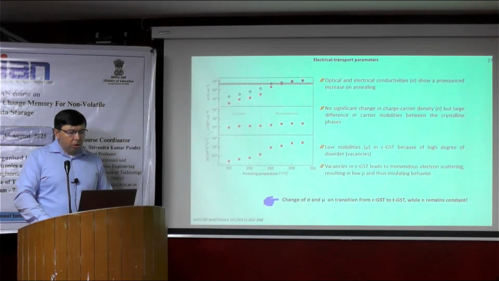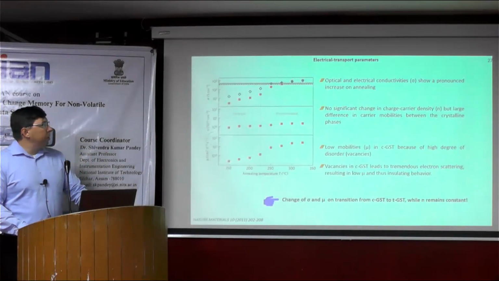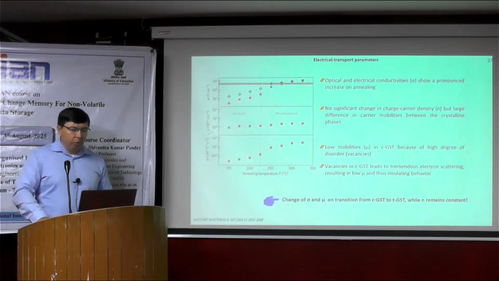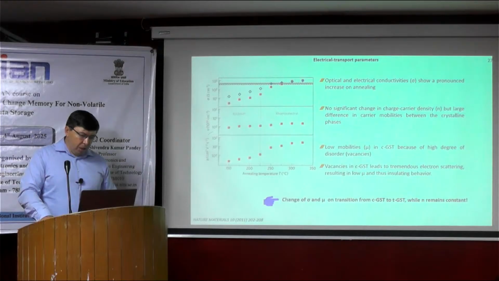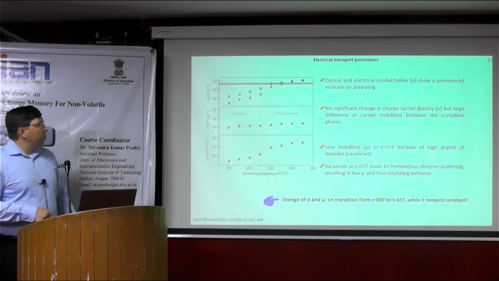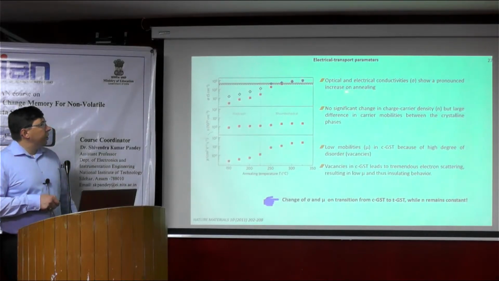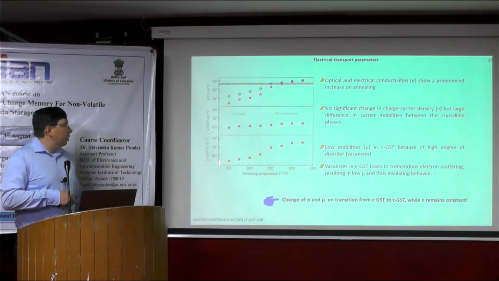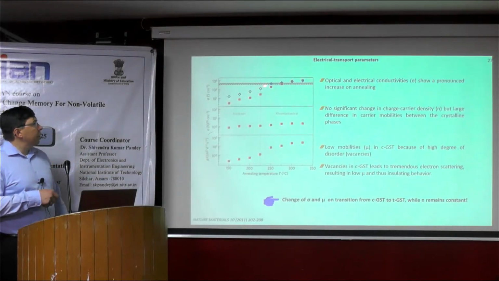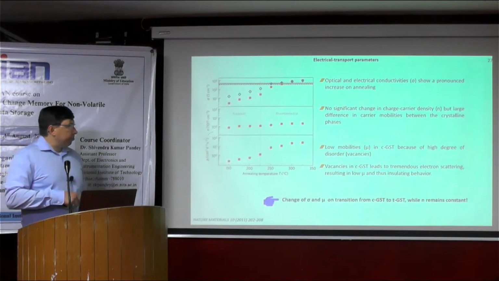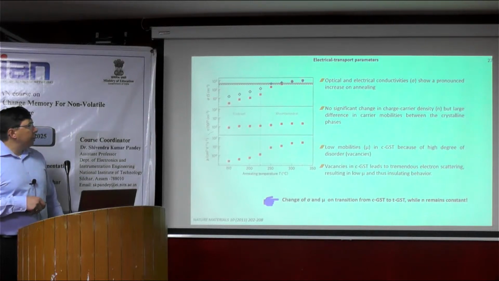Now let us look at some properties of GST material, because they are very important for electrical switching or electrical measurements, and also for device construction. So first of all, electrical conductivity. It also changes with respect to the temperature, so it increases, as you can see here, from the cubic disordered phase to the more ordered trigonal phase. The charge carrier density, however, stays constant. Here it does not change too much.